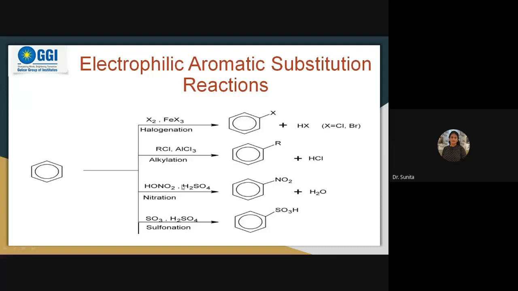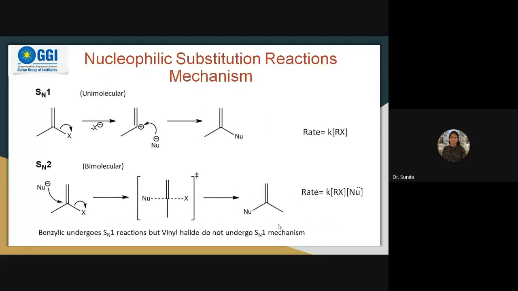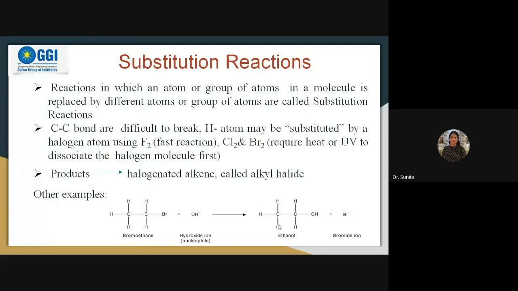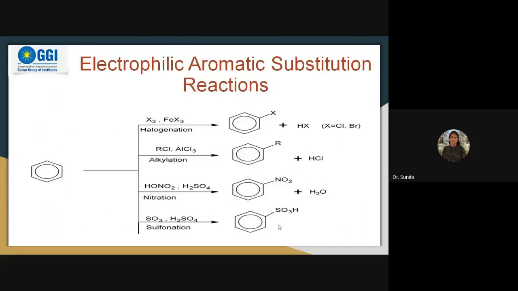right? Sorry, nitrobenzene. Here you can see when we treat it with sulfur trioxide or in the presence of sulfuric acid, a sulfonation reaction takes place, and you get the product like this. So these are mainly the types of substitution reactions and how we get the substituted products. These are the conditions for the substitution reactions, the types of electrophilic aromatic substitution reactions.